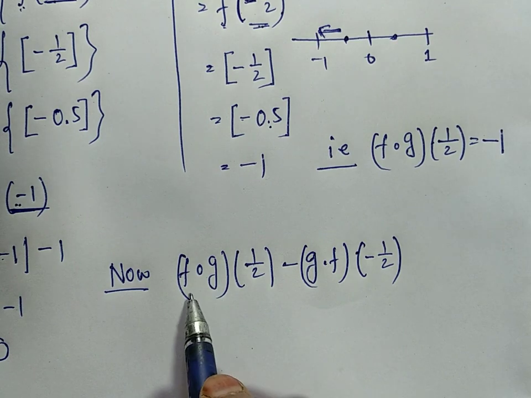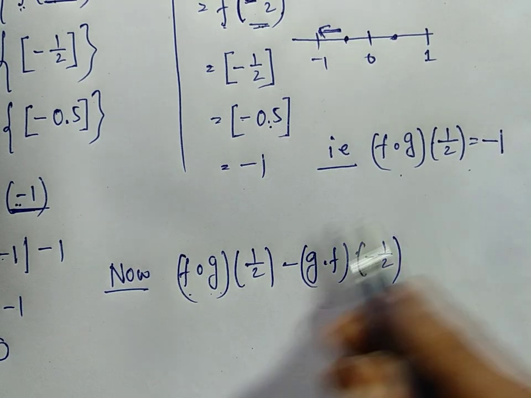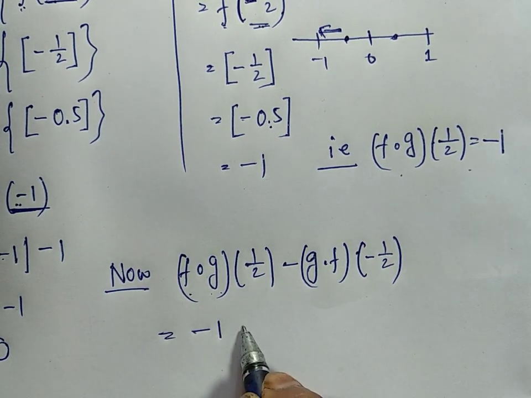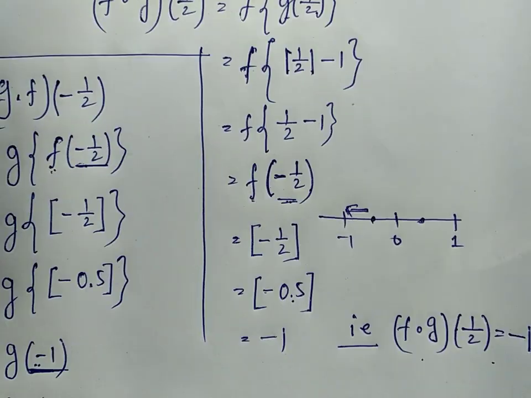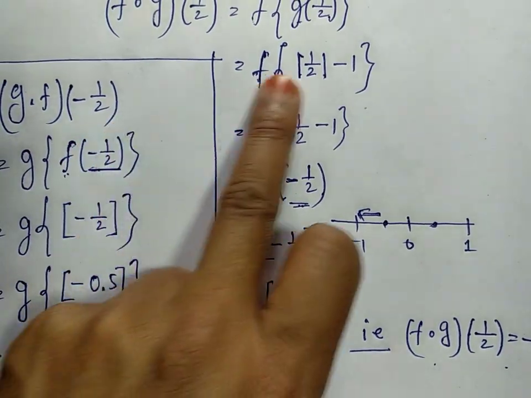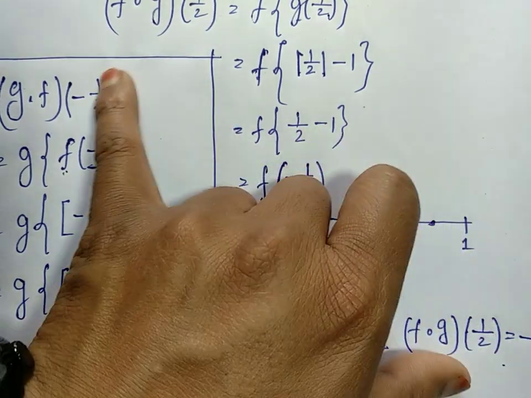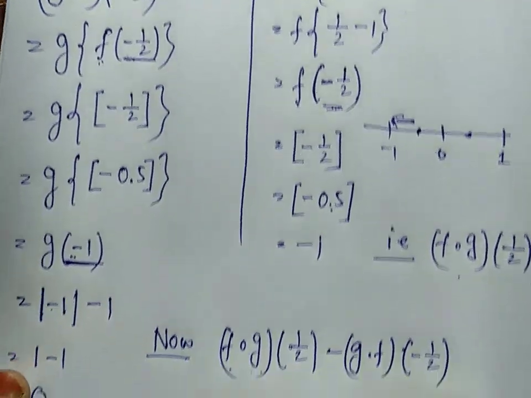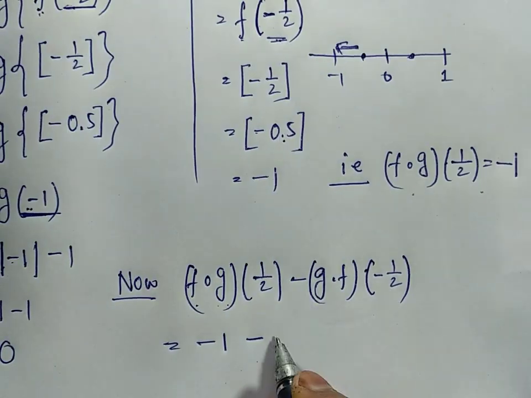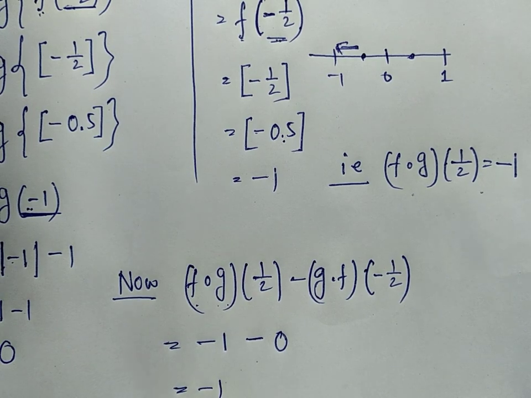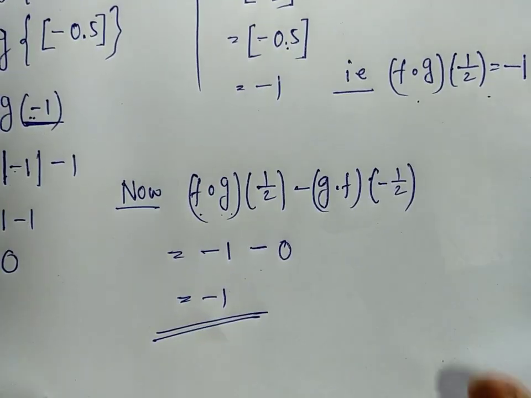What is the value of f naught g of half? F naught g of half mane kiman dekhaise? Minus 1. And g naught f of minus half? G naught f of minus half mane amak dekhaise je kiman dekhale etu 0. So 0 bahai dilu, answer kiman aise? Minus 1. Very simple steps are there.